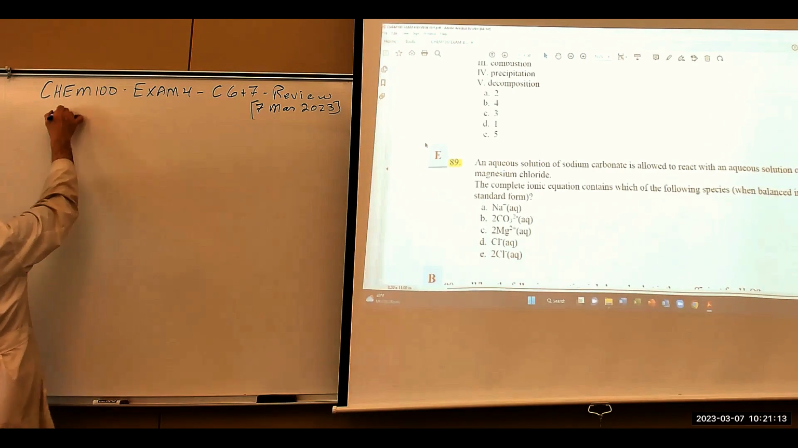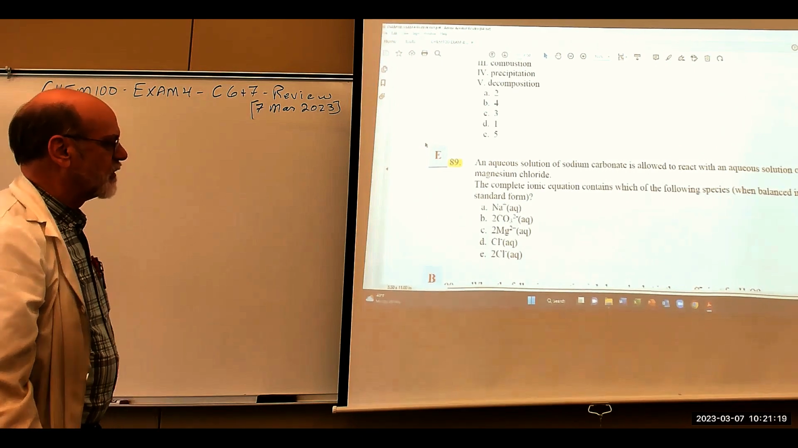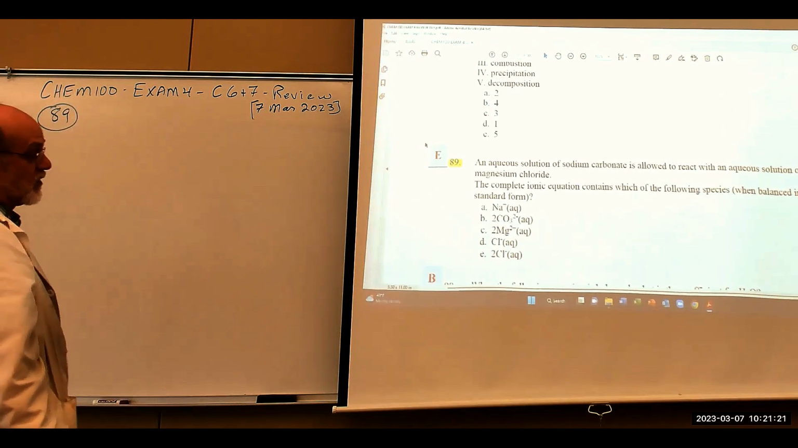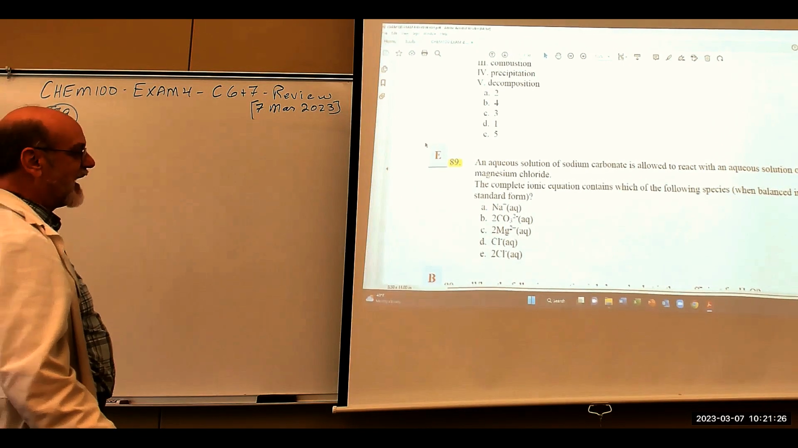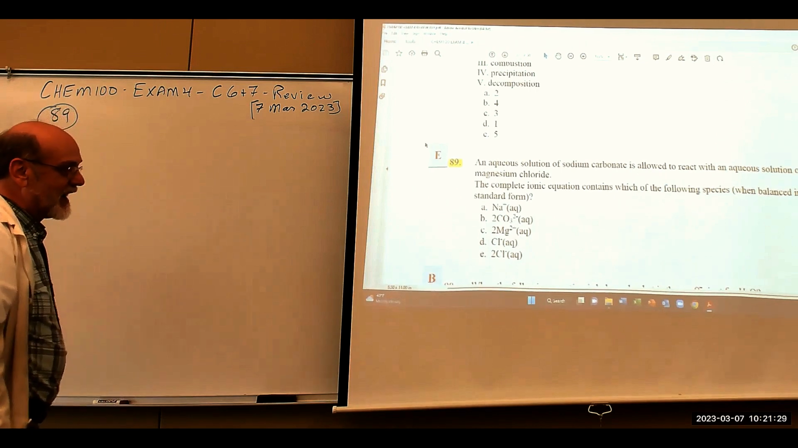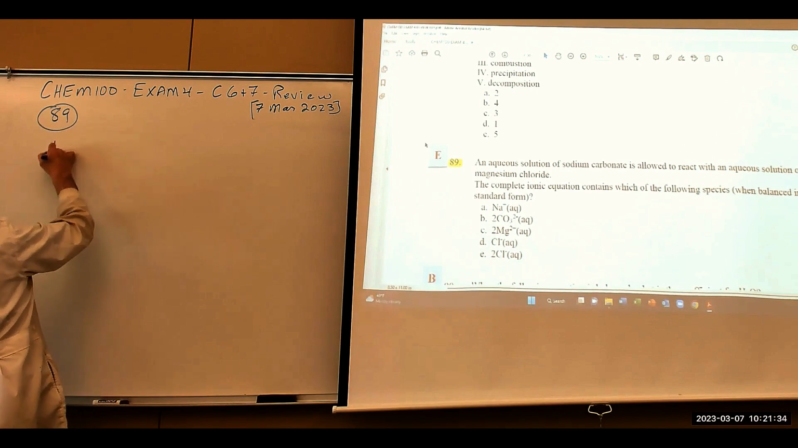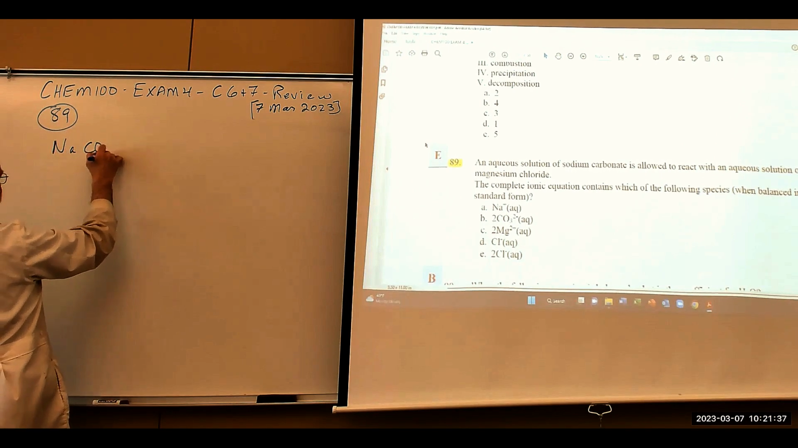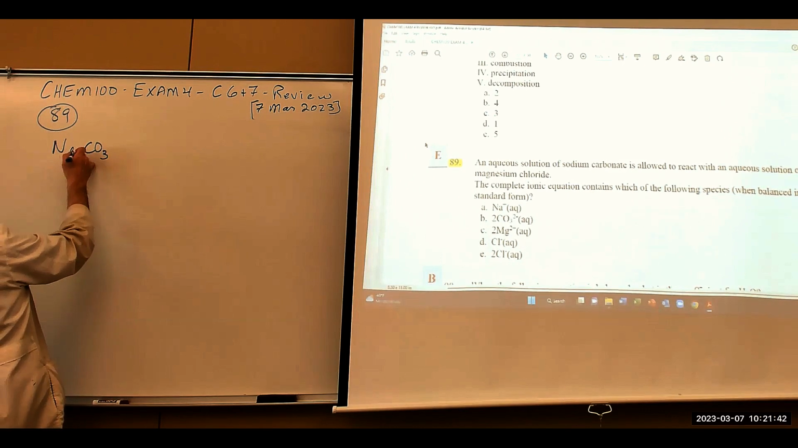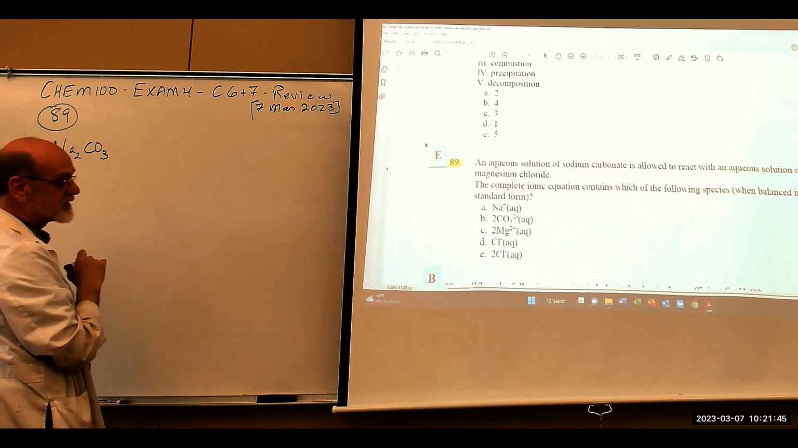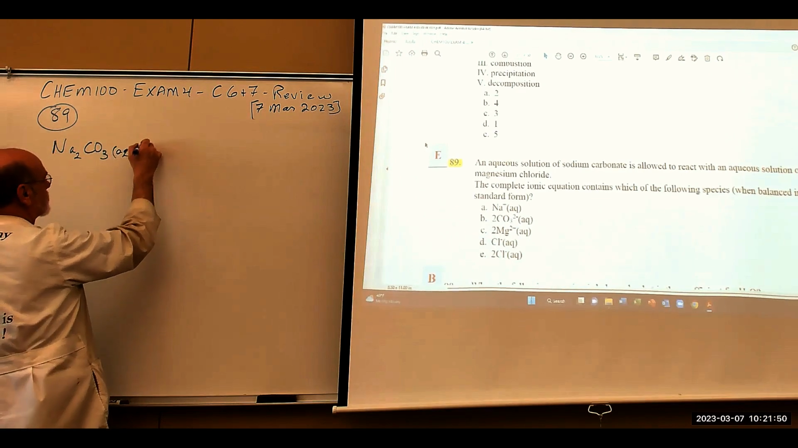89. An aqueous solution of sodium carbonate is allowed to react with an aqueous solution of magnesium chloride. The complete ionic equation contains which of the following species when balanced? Okay, so we've got to write out the compounds first. Sodium carbonate. That is a 2- charge. This is a 1+, so we need 2 of them. And this is aqueous solution.